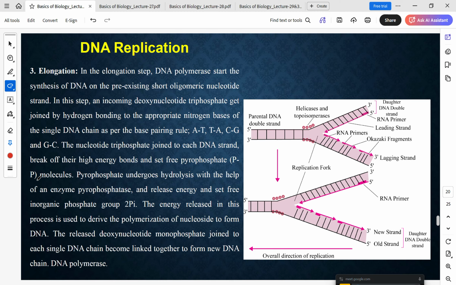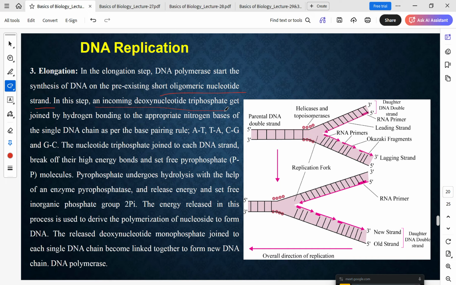In the elongation step, the first step was to identify the origin site. The second step is to bind and get the place ready for the copying to happen, which is making a short RNA primer. Then comes elongation, where DNA polymerase will start adding nucleotides to the pre-existing short oligomeric nucleotide strand.